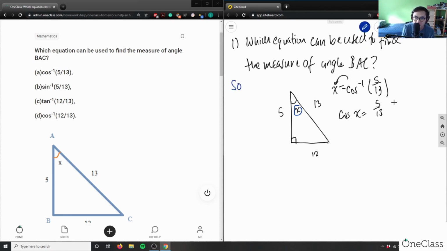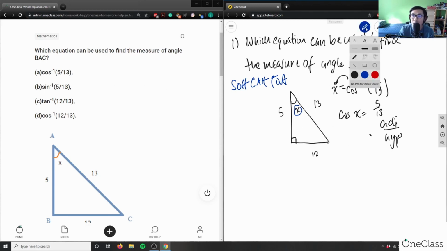We know it's SOHCAHTOA, right? Sine is opposite over hypotenuse, cosine is adjacent over hypotenuse, and tangent is opposite over adjacent. So this would be adjacent over hypotenuse, which in this case is our answer. By verifying 1, this is the correct answer. Adjacent to x is 5. Remember, 12 is opposite, and the hypotenuse is 13. So A here is correct.